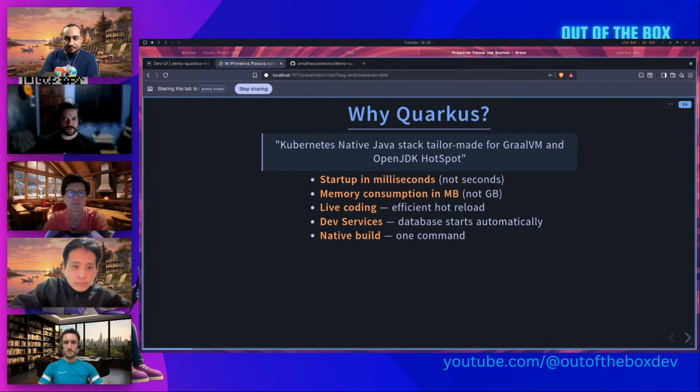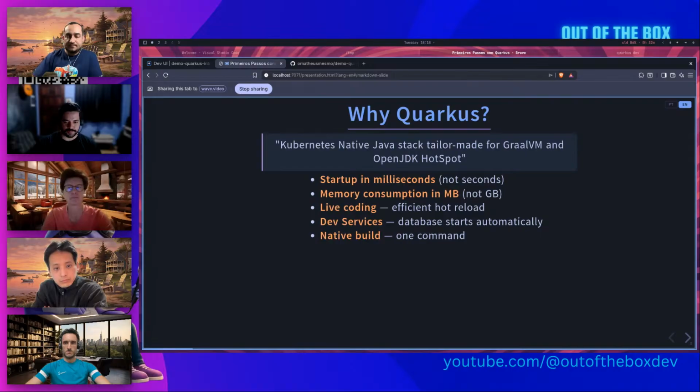So, why Quarkus? Quarkus is a Kubernetes native Java stack tailor-made for GraalVM and OpenJDK HotSpot. It has startup in milliseconds, memory consumption in megabytes and not gigabytes, live coding with efficient hot reload, and also dev services. So if you are connected to a database, a container database starts automatically. And we also have a native build out of the box.